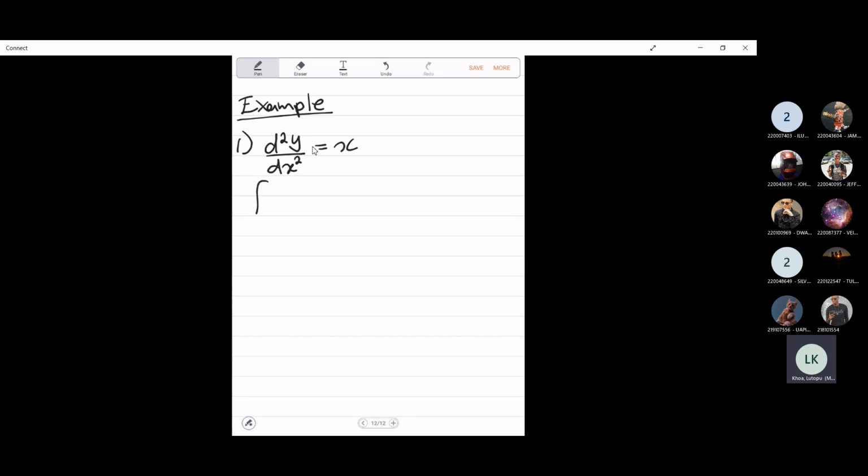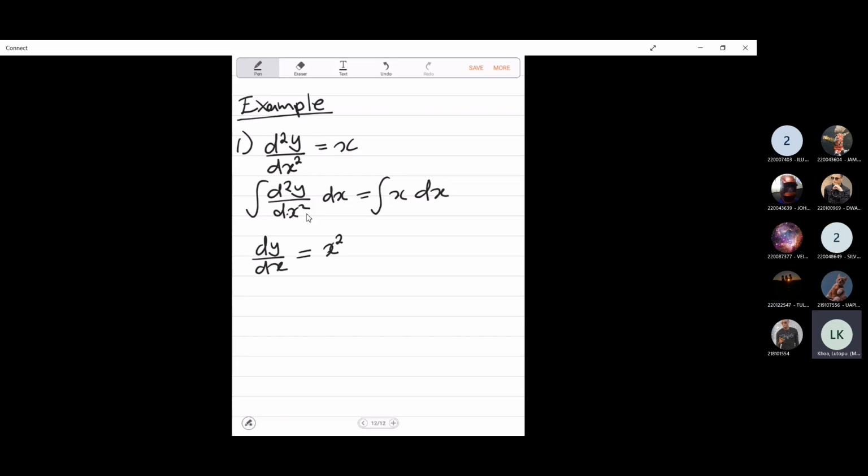So I'll integrate both sides. The integral of d2y/dx2, I'm integrating with respect to x, so just put dx here. So when I integrate the second derivative, I get the first derivative. So I say dy/dx. This is equal to x squared over 2, and then I have my constant.